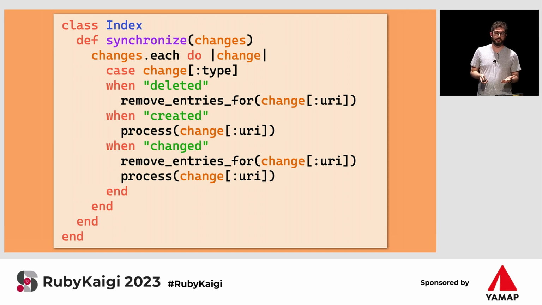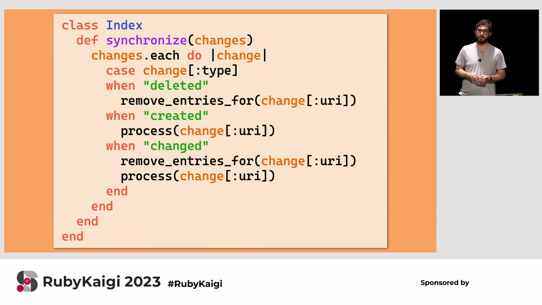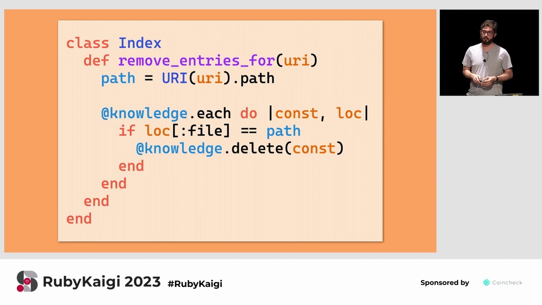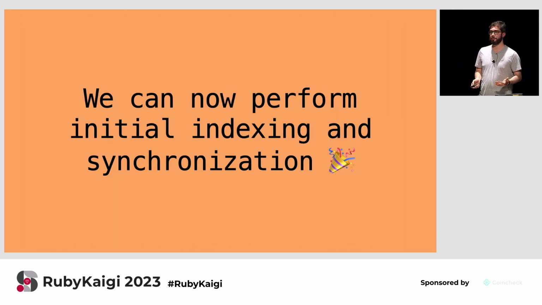The only thing missing here is the implementation for remove entries for. And one way that we could implement this is by going through the knowledge hash and removing all of the constants that match the file URI that was removed. This allows us to perform both the initial indexing when we launch the language server and the synchronization if the user is modifying files.